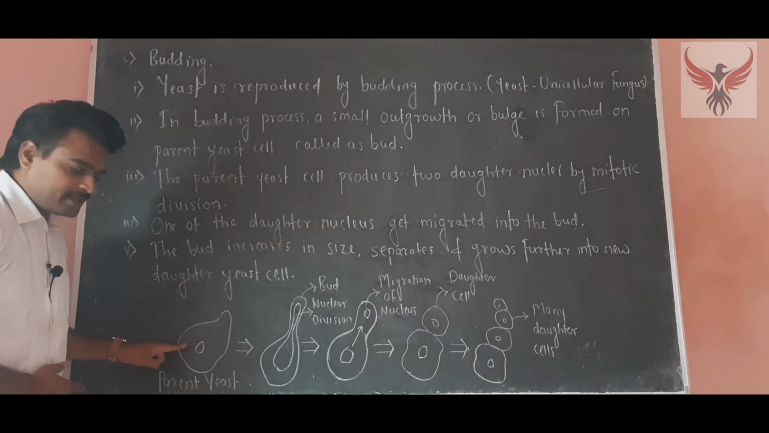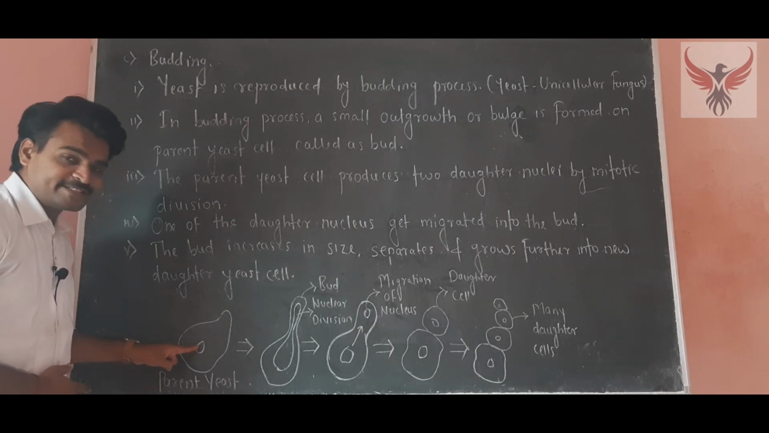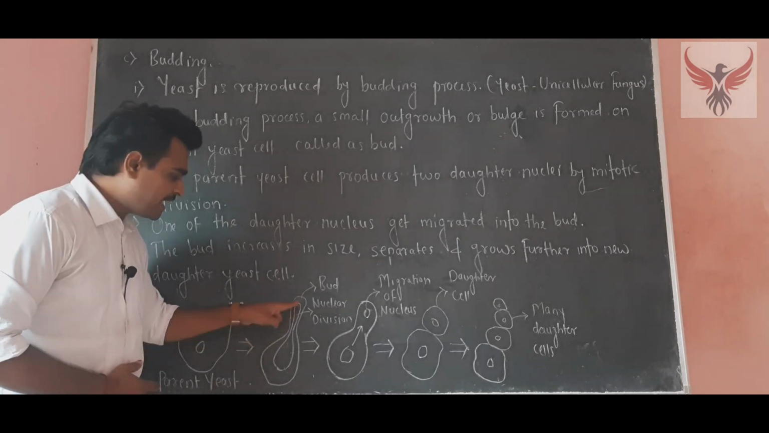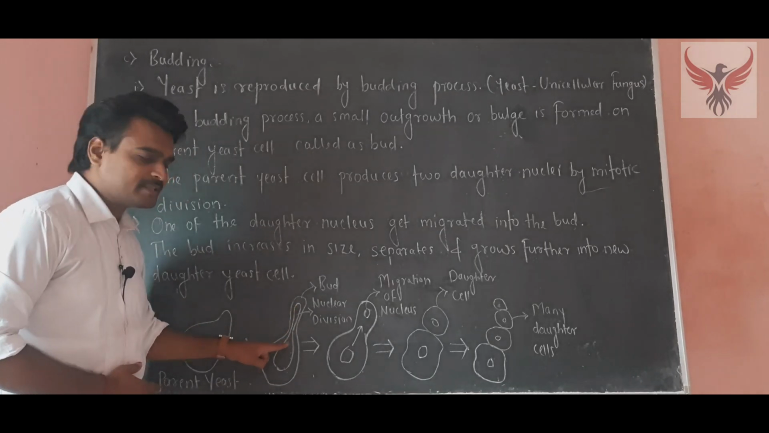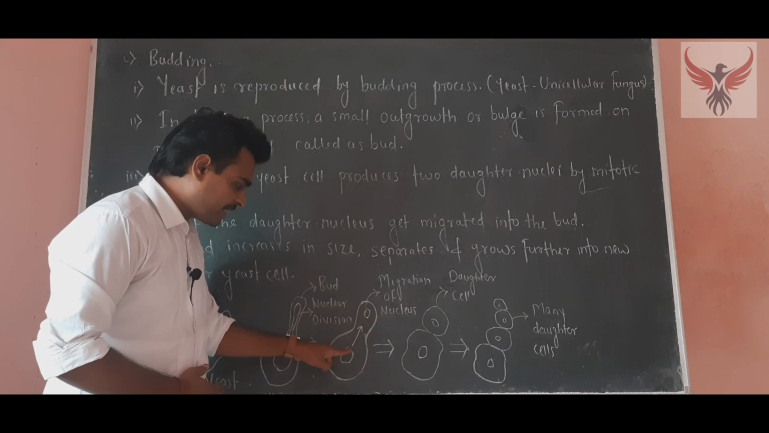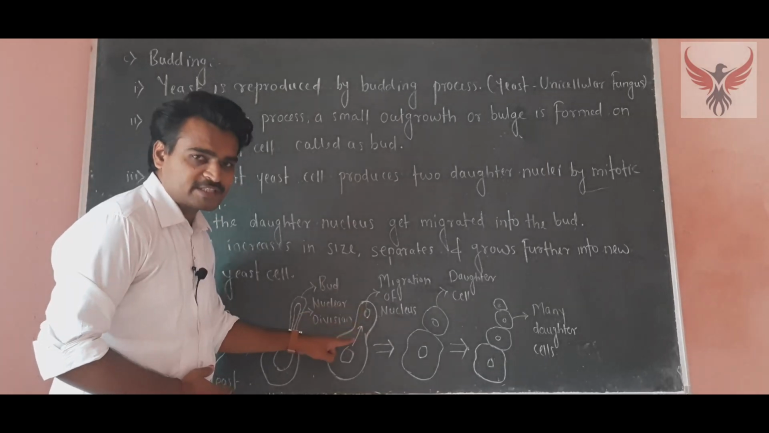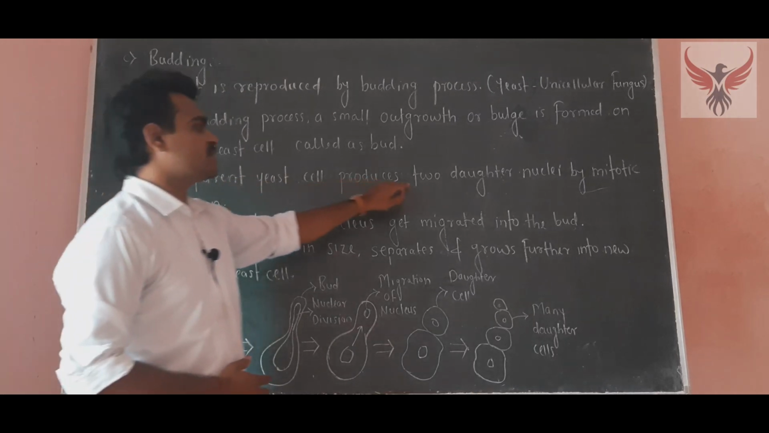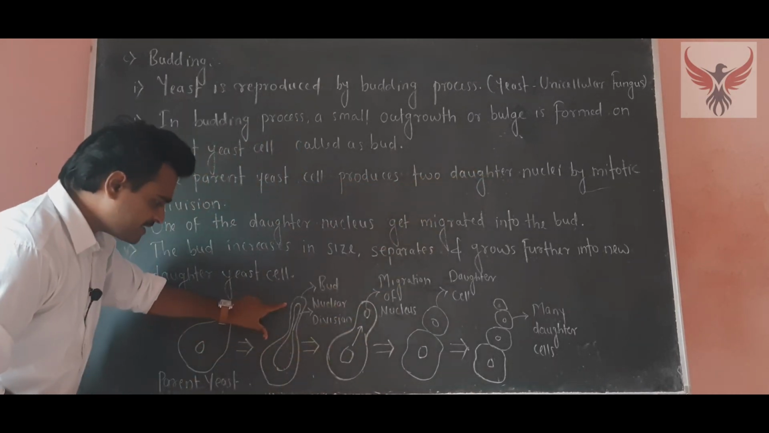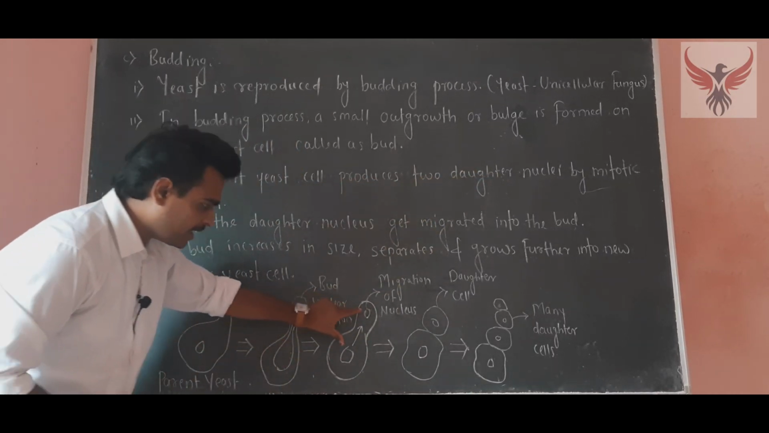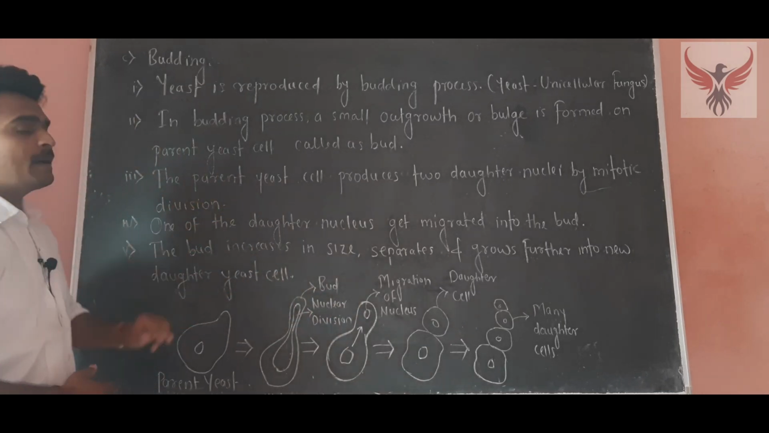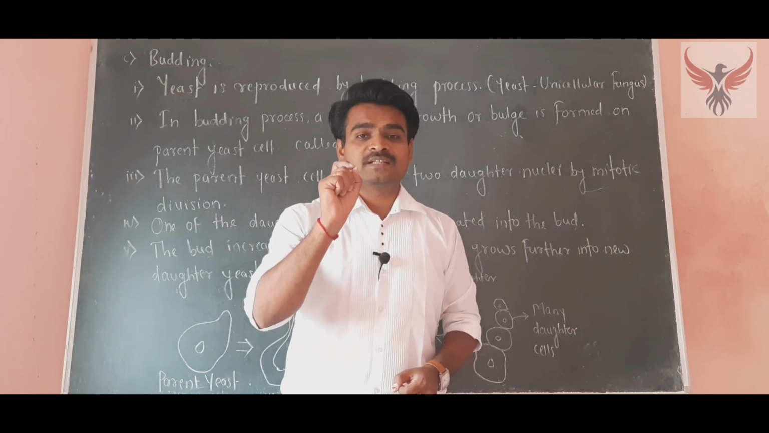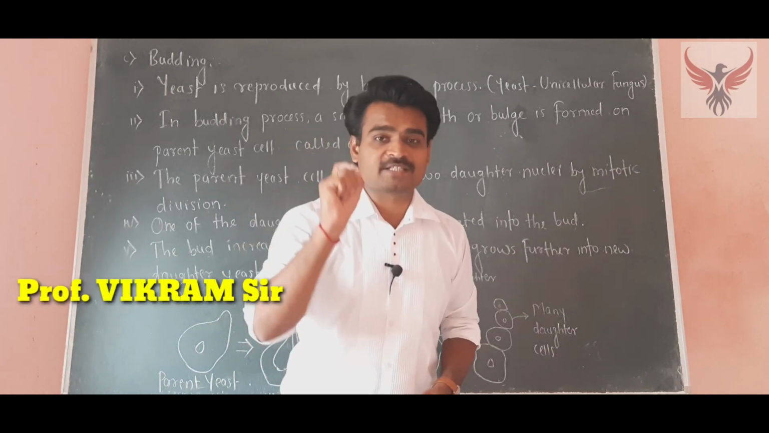The third point is, the parent yeast cell produces two daughter nuclei by mitotic division. Here we can see the parent yeast cell, with the nucleus at the center. In the second step we can see the nuclear division starts. After this the nucleus gets separated, meaning a daughter nucleus is formed. So the parent yeast cell produces two daughter nuclei by mitotic division, meaning in budding the cell divides by mitosis.